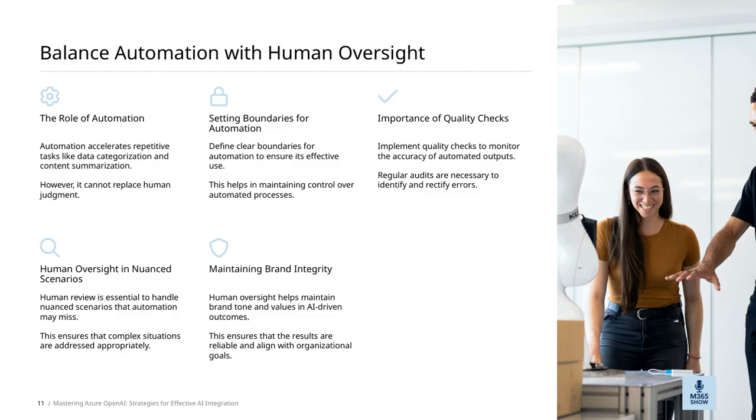To support this, implementing quality checks is essential. Regular audits help us monitor the accuracy of automated outputs, allowing us to identify and rectify errors before they impact our brand or operations. Setting clear boundaries for automation is also key. Defining what can and cannot be automated helps us maintain control over processes and prevent automation from going off course. Remember, automation is a powerful tool to accelerate repetitive tasks like data categorization or content summarization. But it cannot replace human judgment, especially when it comes to understanding context or making complex decisions. In the end, striking the right balance between automation and human oversight ensures we leverage AI effectively, while safeguarding our brand values and maintaining quality across all outcomes.